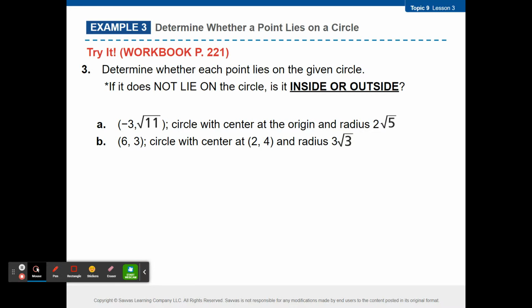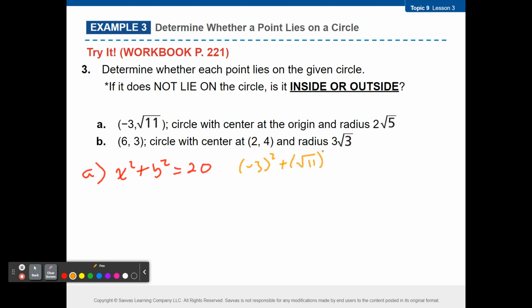Show of hands, who's still working on these? All right, let's check them out. So looking at A, if it's centered at the origin, we're just going to have x squared plus y squared equals, now we're going to square this, so this will be 4 times 5, which gives us 20. Substitute in that point, this will be negative 3 squared plus square root of 11 squared. So this will be 9 plus 11, which is 20 equals 20. So this lands on the circle.